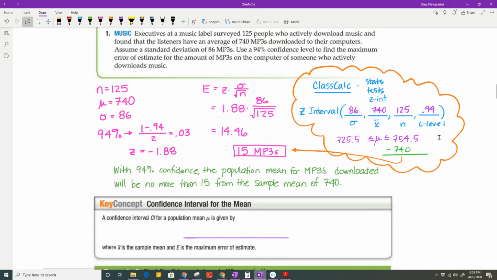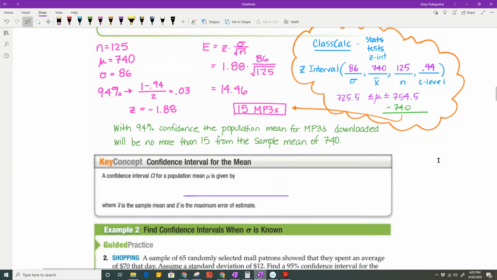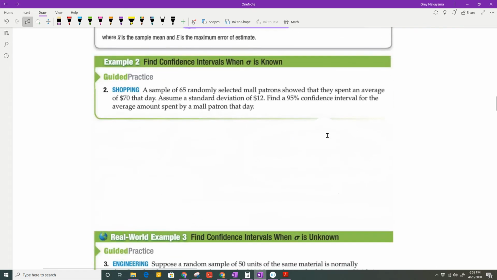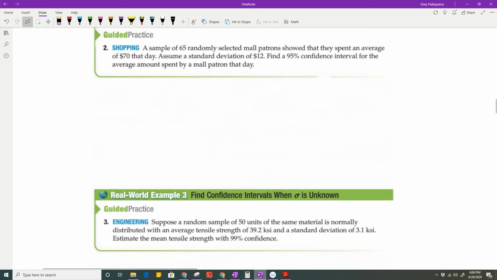Now, next, we actually have to find the interval. How would we find the interval? ClassCalc is going to do it for us, but basically you would just add and subtract that number to your mean, as we said. This is what that formula is telling you: you take the maximum error of estimate that we just calculated and add or subtract it to your mean. That's just it in a little more detail. But I'm going to show you again how we can do that easily with ClassCalc, and definitely make your homework easier.